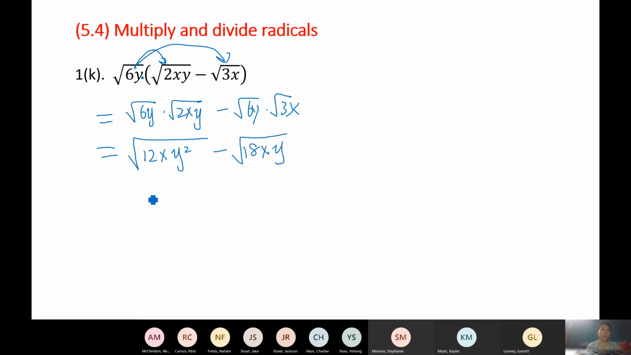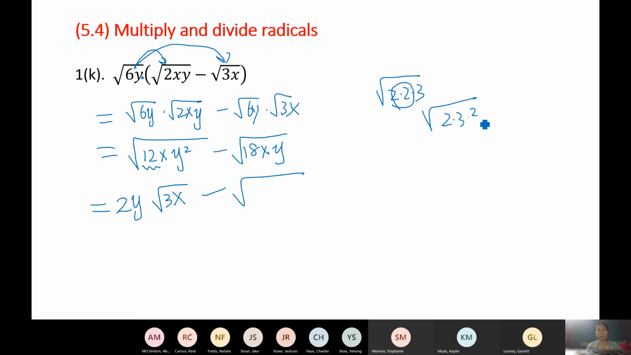Now don't leave your answer just like this because all the radicals need to be simplified. So 12, because it's 2 times 2 times 3, right? So you can get that 2 out. And that y squared is exactly 2 copies of y, so that can come out. So what we have left is just going to be 3 and that single letter x. Now similarly, that 18 is going to be 2 times 3 times 3. So you got 2 copies of 3 out. And there's a 2xy left.